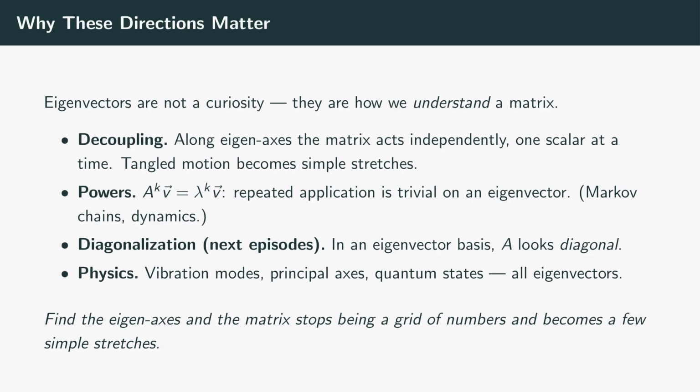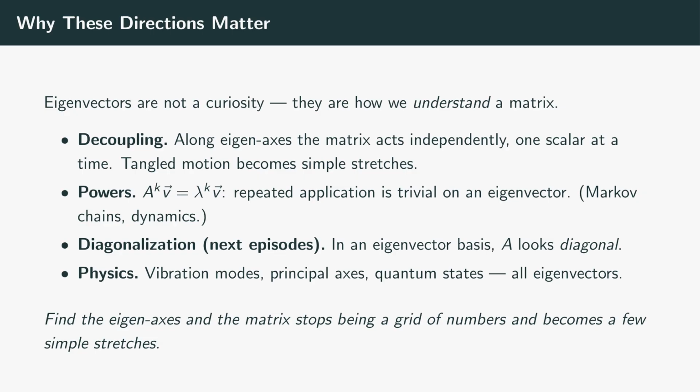The second reason is powers. If you apply the matrix again and again to an eigenvector, each application just multiplies by lambda, so applying it k times multiplies by lambda to the k. Computing high powers of a matrix, which is normally brutal, becomes trivial on an eigenvector, and that is the engine behind Markov chains and dynamical systems.